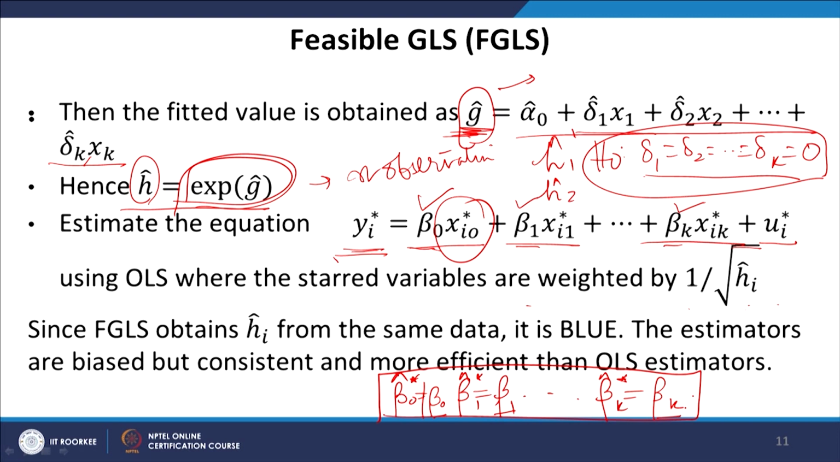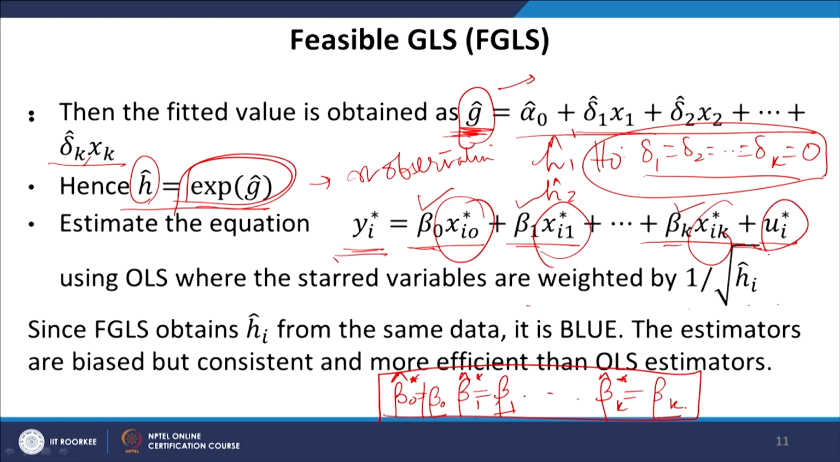Consistency holds as long as we assume that the covariance between x and u i star is equal to 0. The estimators are consistent and they are more efficient than the OLS estimators. So, that brings me to the end of the discussion on heteroscedasticity. We have discussed different perspectives, that is its definitions, detections, as well as how to deal with or how to correct for heteroscedasticity.